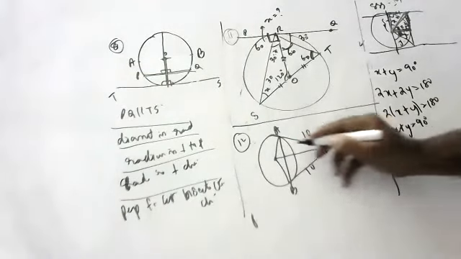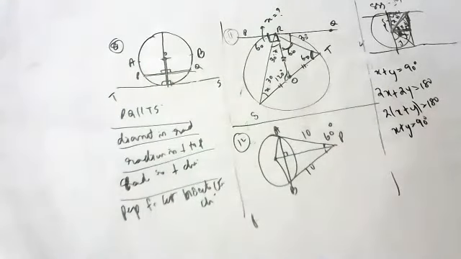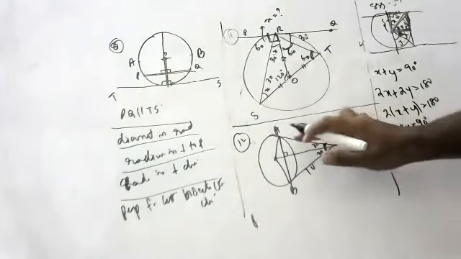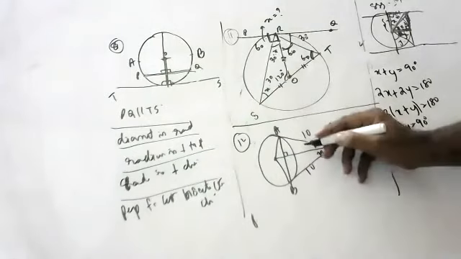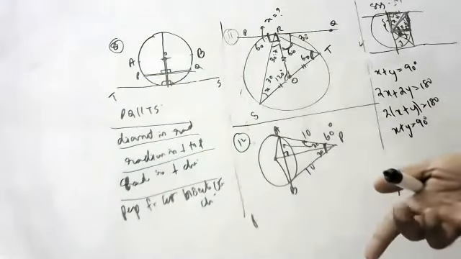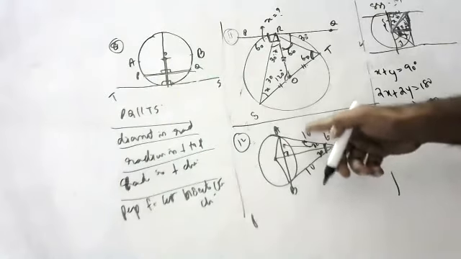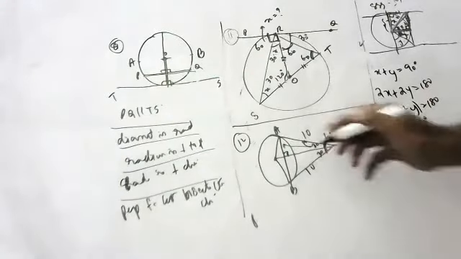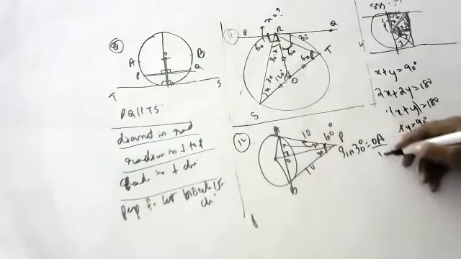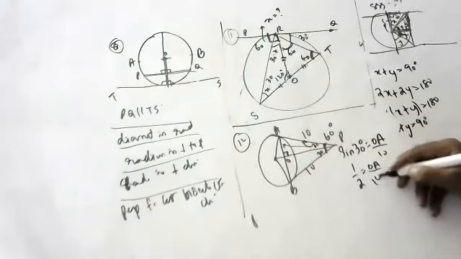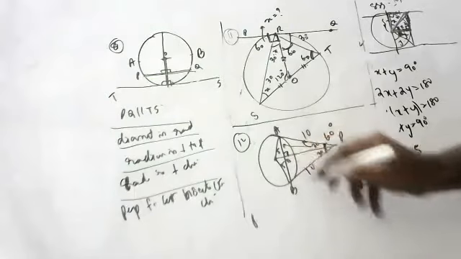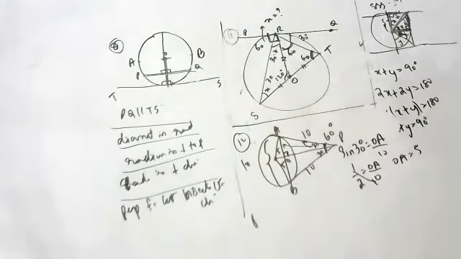Children, the perpendicular from the center bisects the chord. This total angle is 60, so this will be 30 and this will be 30, because these bigger triangles are similar. Now this is opposite, this is hypotenuse. Because this is 90 degrees, we can apply trigonometry. Sine 30 degrees is equal to OA by 10. 1 by 2 is equal to OA by 10. OA is equal to 5. If this is 5, OB is also 5. And the length of the common chord is 10 centimeters.